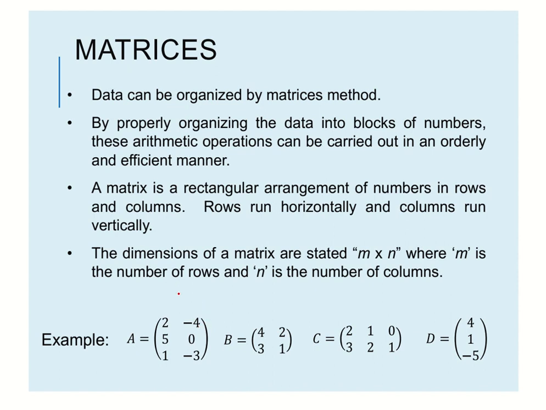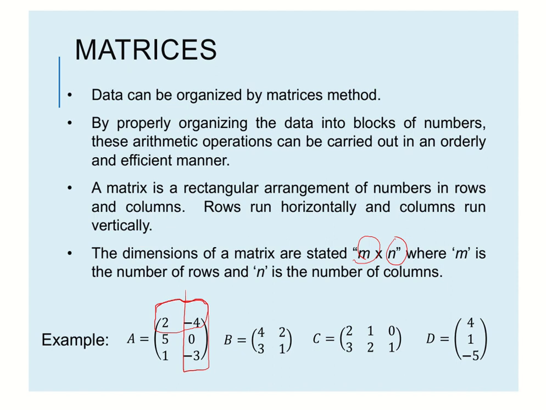Okay, so the matrix is a rectangular arrangement of number in rows and column. Okay, so this is row and this is column, right? So row runs horizontally and columns run vertically, right? So the dimension of a matrix are stated as m by n, where m is the number of row and n is the number of columns.